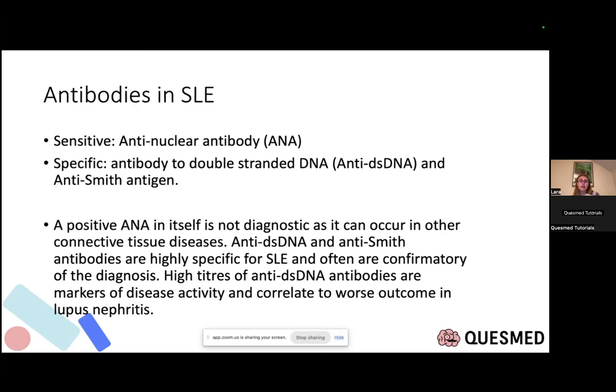High titers of anti-dsDNA antibodies are much more specific and much more suggestive of SLE. And they do suggest that the disease activity is worse. And it does also suggest that you're going to have a worse outcome in lupus nephritis. So it is worth thinking about that. But antibodies in rheumatology are always within context. What do people think about inflammatory markers in an SLE flare, specifically your CRP? Can anyone comment on the chat about that?